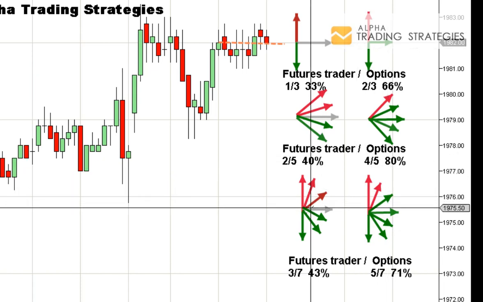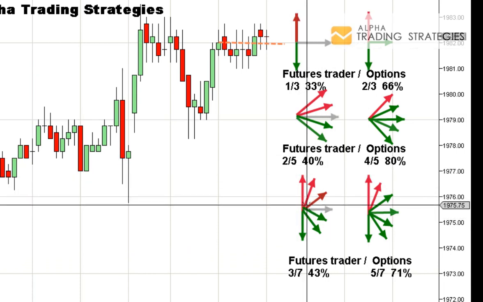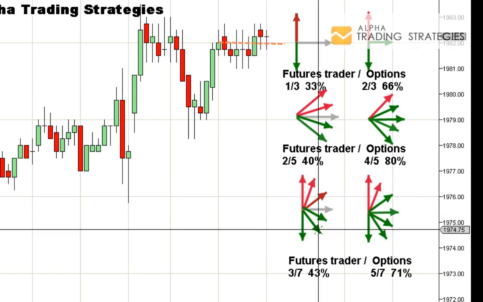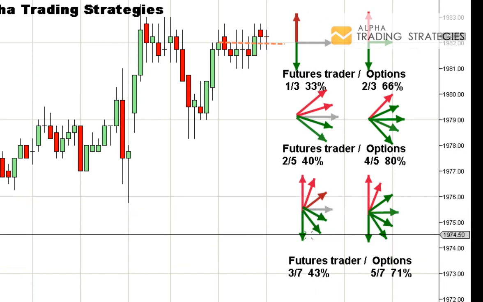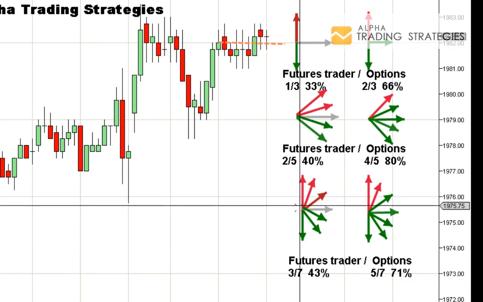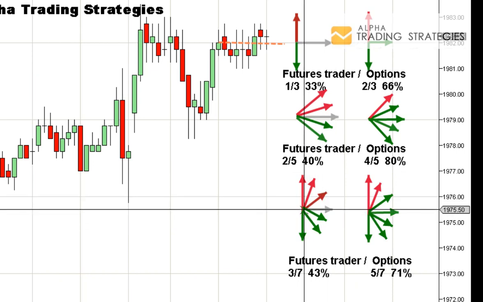If we divide it up into these possible moves: vertical move, sharp increase, gradual increase, sideways, gradual decrease, sharp decrease, vertical decrease. Futures trader, 3 out of 7, they lose, lose, lose, sideways, so you can't claim that.